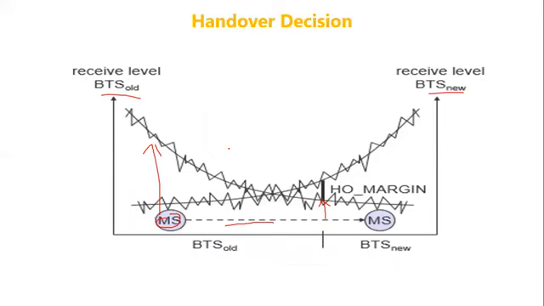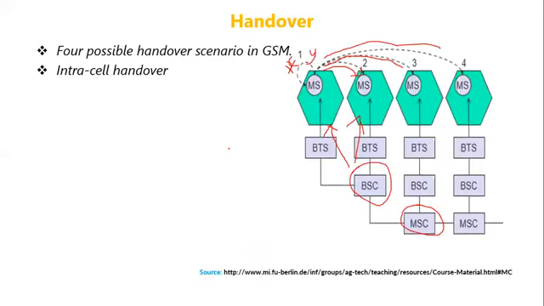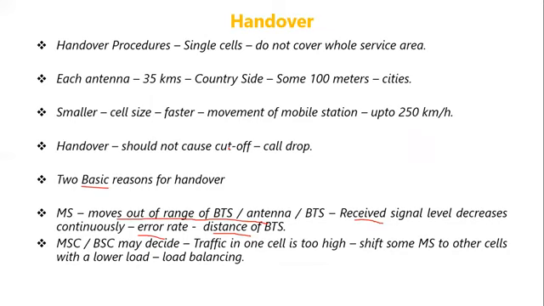So what we have discussed is mainly how handover is taking place, the handover procedures. Why it is important is because a single cell does not cover the whole service area. Each antenna has a range of 35 kilometers in the countryside and a few hundred meters in cities. The smaller the cell size, the faster the movement of the mobile station can be. It can move up to 250 kilometers per hour without compromising the service.